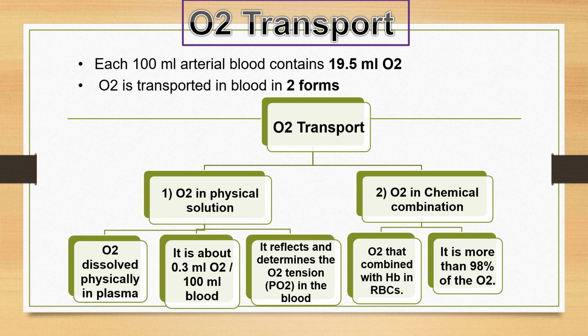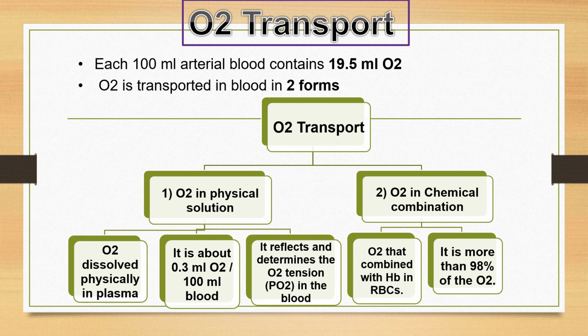How can oxygen be transported? It can be transported in two forms, either physical form or chemical combination. The physically dissolved form is only a small amount, around 0.3 ml, only 0.3. It is only physically dissolved, not combined to anything in plasma. And this reflects the PO2 in our blood.